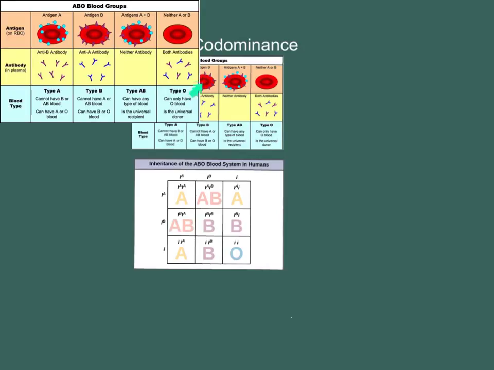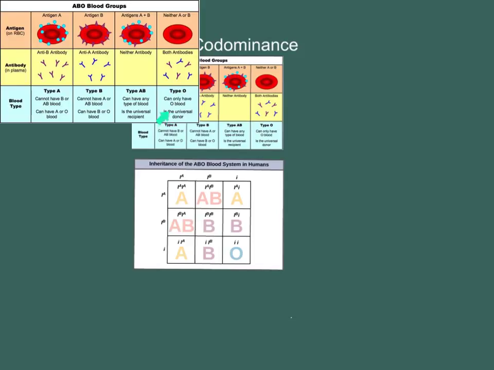If you have B blood group, you're going to have the antibodies to A. If you have AB blood type, you're not going to have either antibody in your blood. However, if you have neither A nor B on the membranes of your blood cells, you're going to have both A and B antibodies, which means that if you're O blood type, you cannot take any of the other three blood types.